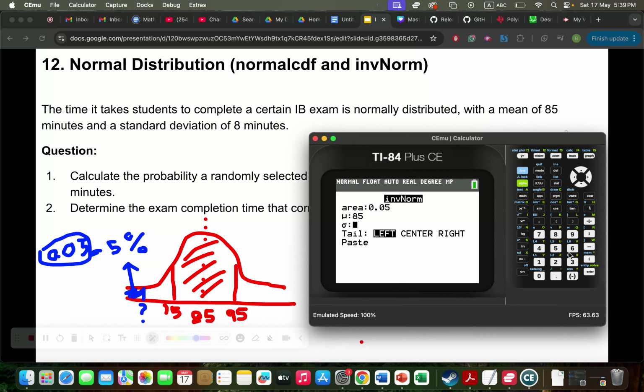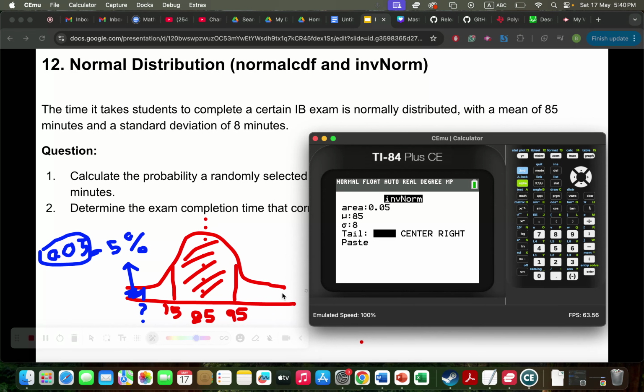Standard deviation would be 8. The tail, now tail is basically the direction that goes. Now if you look at this, we are trying to find out what is the number or the time that goes with this area here. All right, so obviously this goes on the left side of it, so we choose the tail to be left.